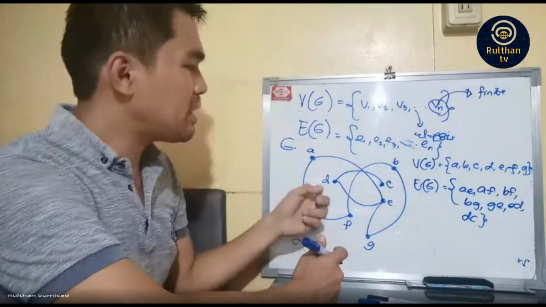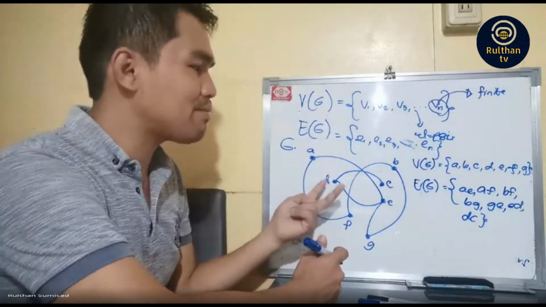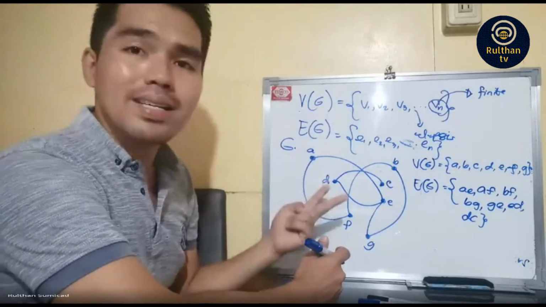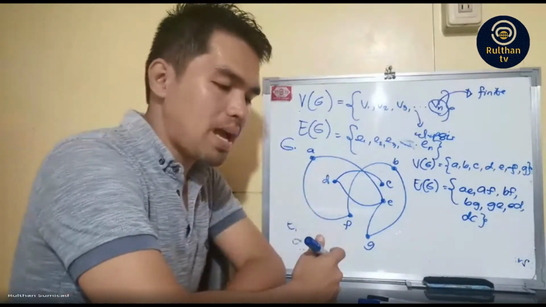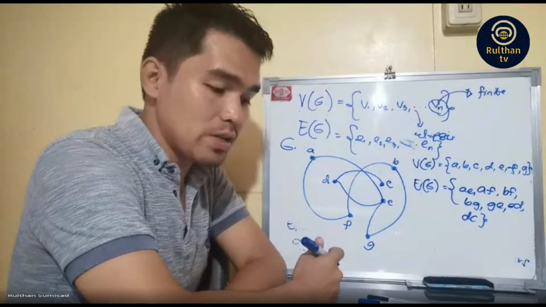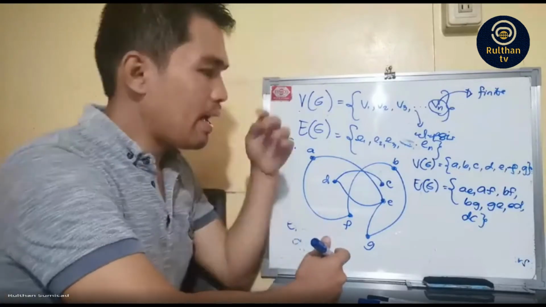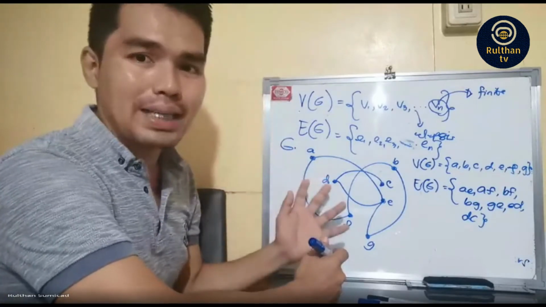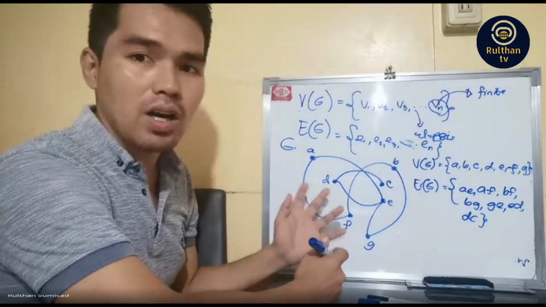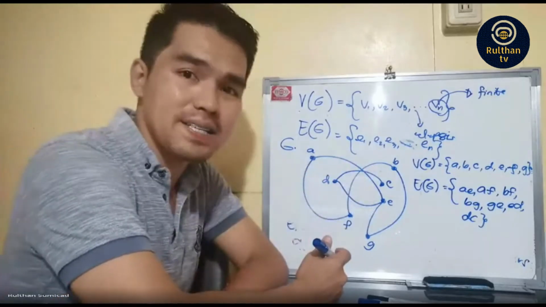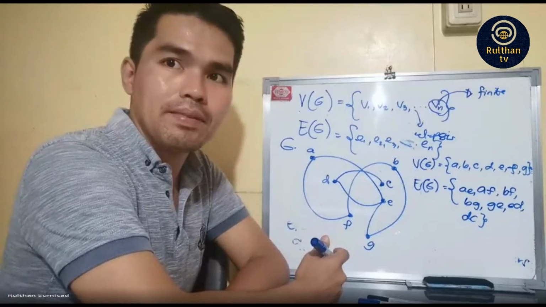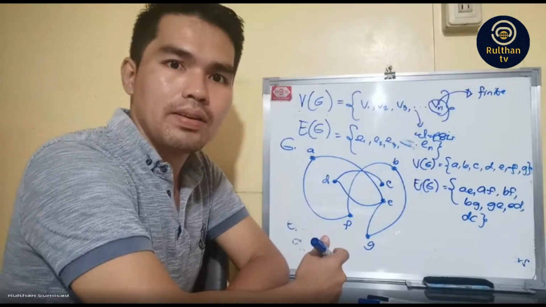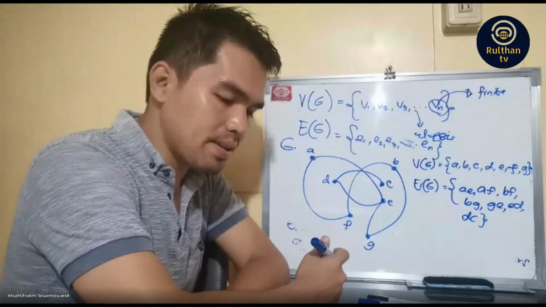That's why I told you that the line here that connects the vertices does not necessarily mean straight, as far as graph theory is concerned. Is there any question or clarification about this concept and how we identify the vertices and the edges of a given graph? Okay, I think there is no question.